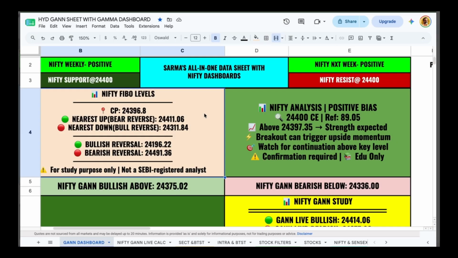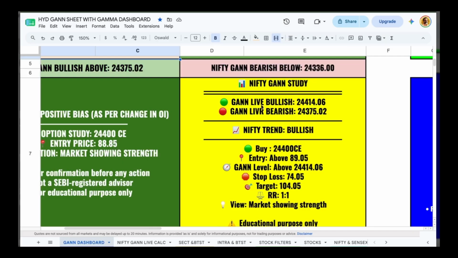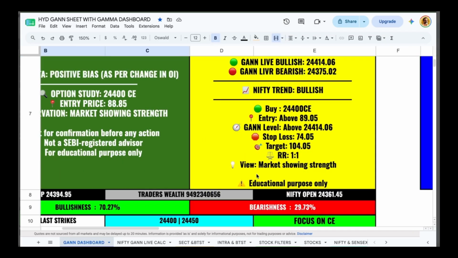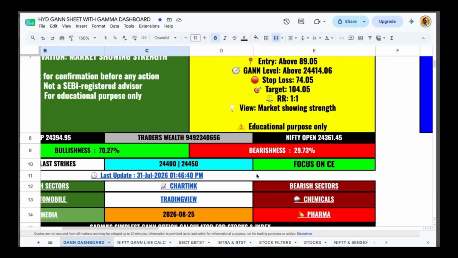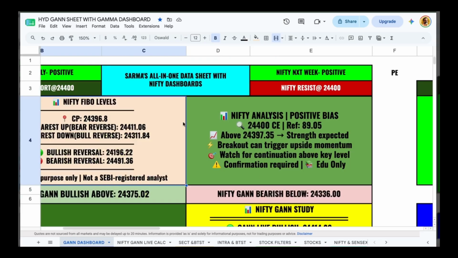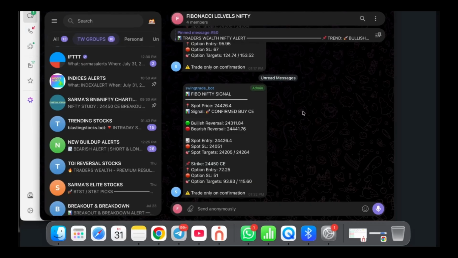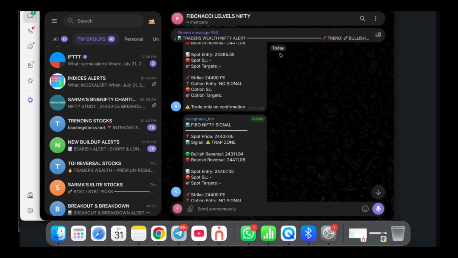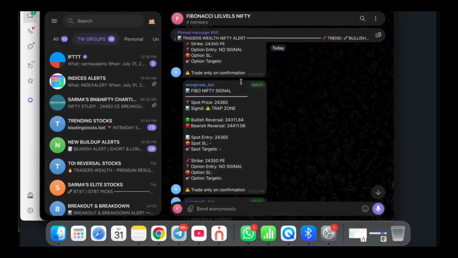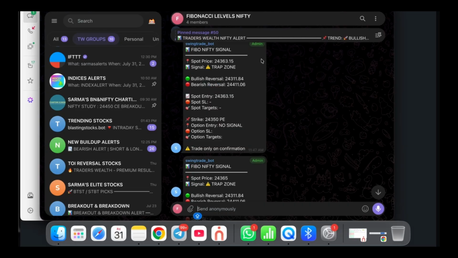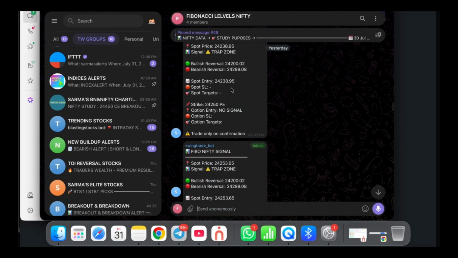Everything is given in this. You can see the Nifty Gann studies, with Gann bullish and Gann bearish levels given. The trend is also shown here. We also have an alert system. I'll show you the Fibonacci levels alerts. You can see we got the Fibonacci levels as early as possible, in the morning itself. It is not that we got them now. The alert came in the morning.